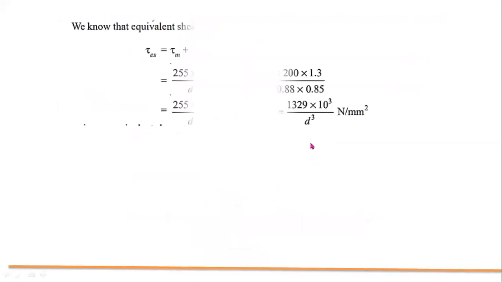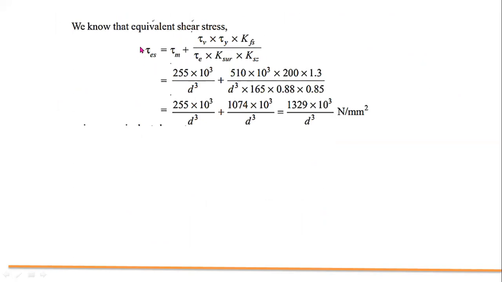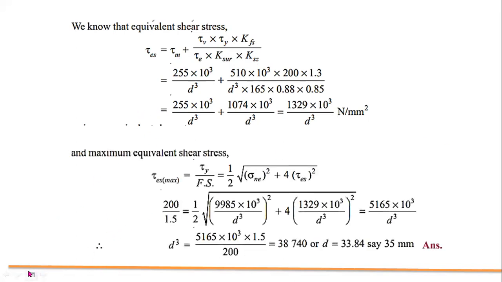Now we have to determine the value of equivalent shear stress. Already we know the formula for equivalent shear stress. Tau es equal to tau m plus tau v into tau y into Kfs by tau e into k surface into k size. Already we found the values of tau m and tau v, so substitute those values in this equation. This is the equivalent shear stress, the answer for equivalent shear stress.